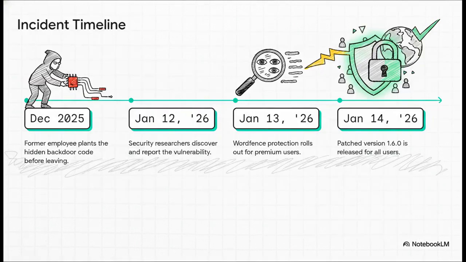And check out this timeline. It shows just how fast things can move. In late December 2025, the bad code is planted. It just sits there, like a ticking time bomb, until security researchers discover it on January 12th. But look how quickly the good guys jumped on it. Protection was available for some folks the very next day, and a full patch for everyone was out just 2 days after it was found. That is an amazing response time.